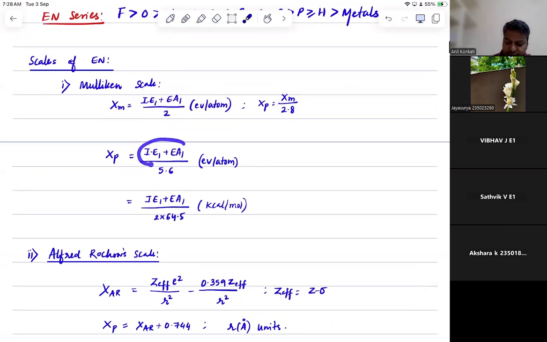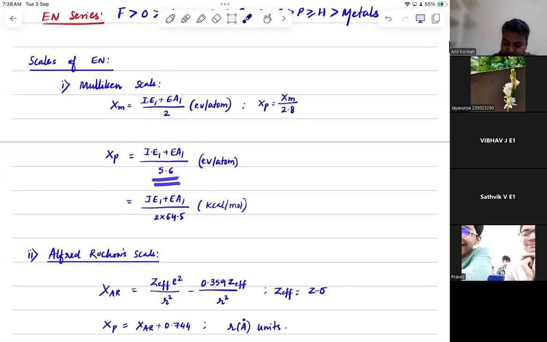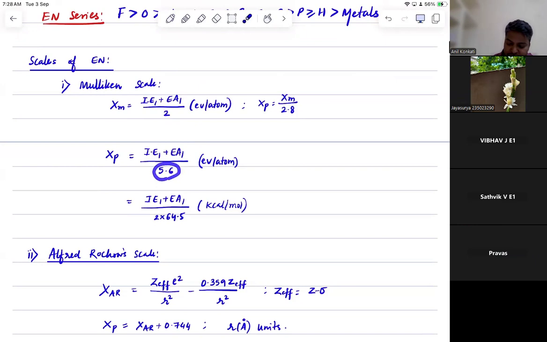So whatever value you get, divide it by 2.8. In this case it will become 5.6 electron volts per atom. If I have to convert electron volts per atom into kilocalories per mole, I have to multiply that by 64.5. That will give you kilocalories per mole. So this will be the electronegativity with respect to the Pauling scale.